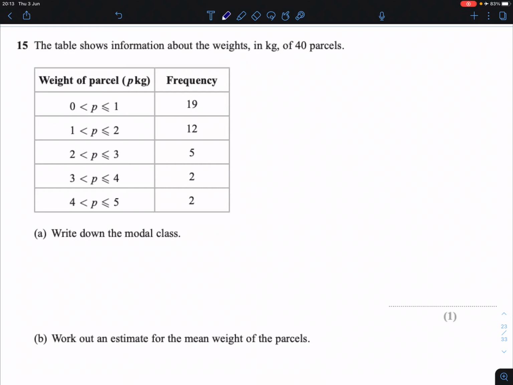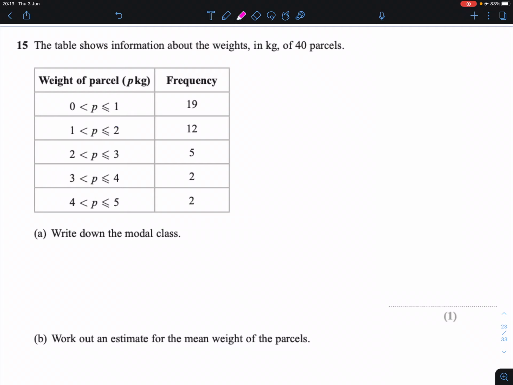Question 15. The table shows information about the weights in kilograms of 40 parcels. So we have weights of parcels between 0 and 1 kilogram. There are 19 of them. There are 12 parcels that are between 1 and 2, 5 between 2 and 3, so on and so forth.